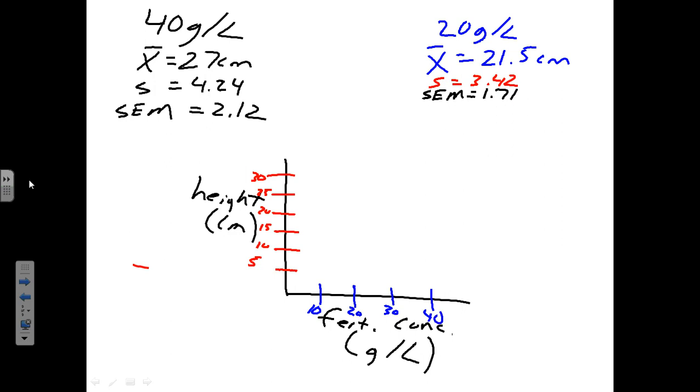Now we're trying to draw bar graphs. Let's do the 20 sample first. So let's go over to 20, make a bar graph that goes up to 21.5. Just draw a bar graph. I'm going to go ahead and label this point as 21.5.